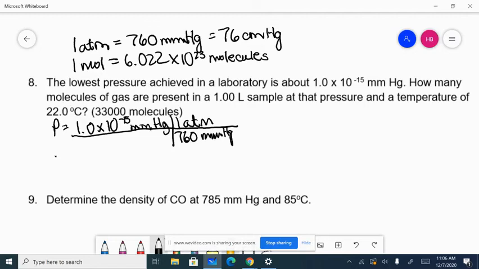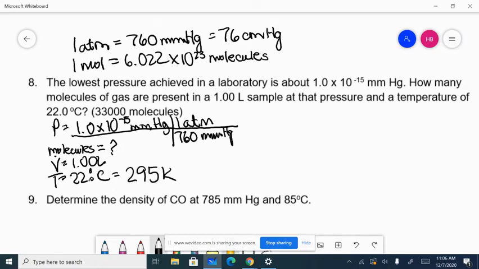So we're looking for how many molecules. The volume is 1 liter, and the temperature is 22 degrees Celsius, which is 295 K. Okay, I'm going to calculate this out. It's going to be 1.316 times 10 to the minus 18 ATM.